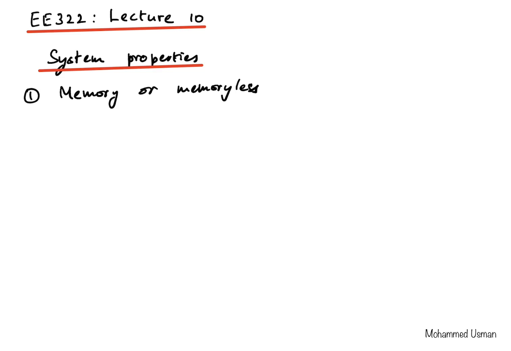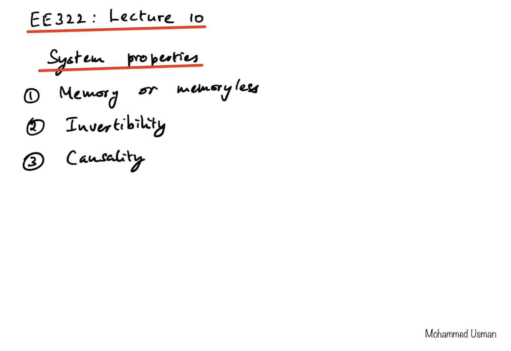And then we talked about the system being invertible or non-invertible. And the third property we discussed was causality. An invertible system is one where for a given system we can produce an inverse system which will do the opposite action of the original system. So if the input of a system is x of t and the output is y of t, then the inverse system will give us back x of t using y of t as the input. That is what we mean by invertibility.